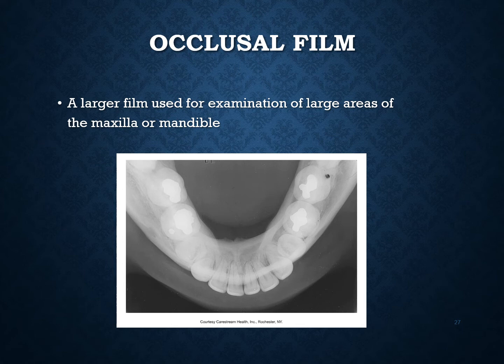All right, and so occlusal film is a larger film used for the examination of large areas of the maxilla or the mandible. This is a very good picture of the entire mandible. You can see this person has wisdom teeth in here. The reason it's called occlusal is because the patient actually bites right onto the film, meaning occlude onto the film. And you can see this entire surface. This is a wonderful radiograph for detecting if a patient is maybe missing a tooth, and that's probably the only thing I would use it for.